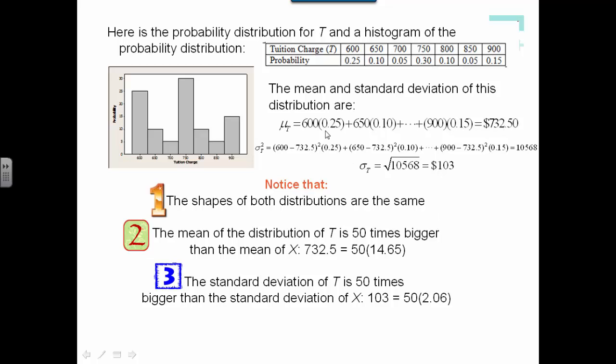To find the mean, we take each value, just as we did in the last lesson, times the probability and add them all together. For standard deviation, take each value minus the mean, squared, times the probability, add all those values together, and take the square root. Notice, first, the shape of both distributions is the same. The mean is 50 times bigger than the mean of X, and the standard deviation is 50 times bigger than the standard deviation of X.